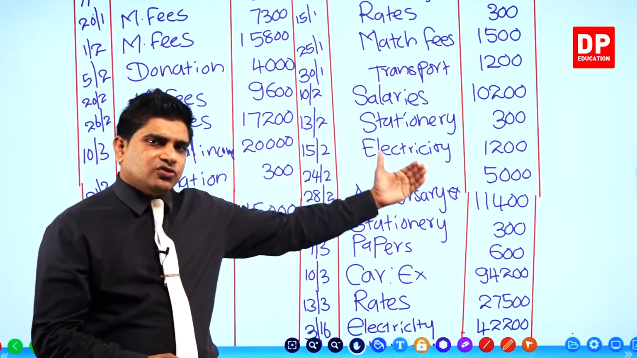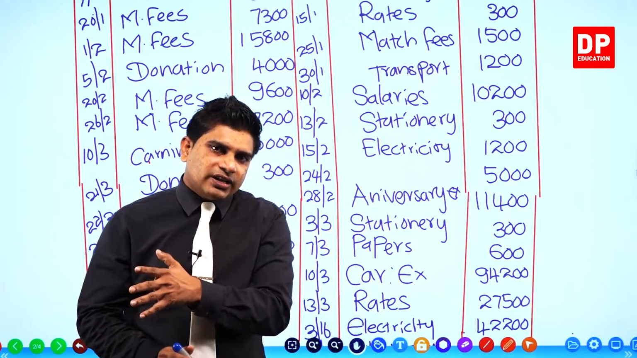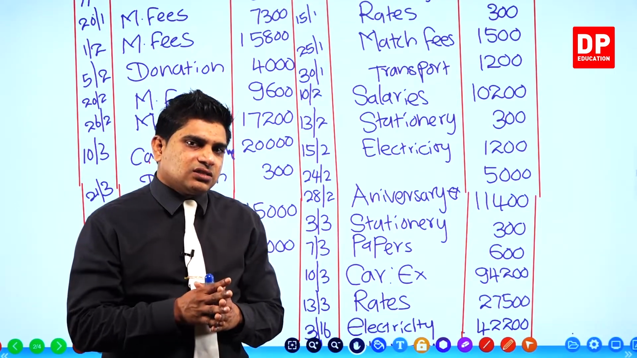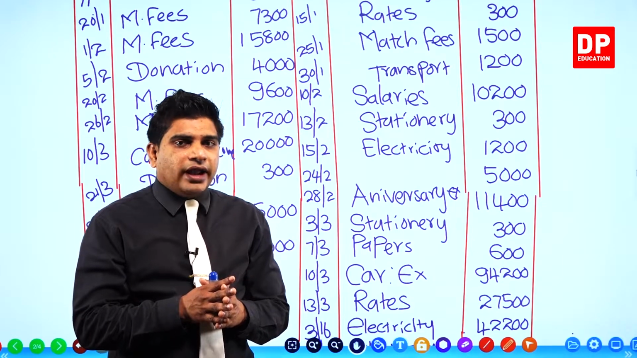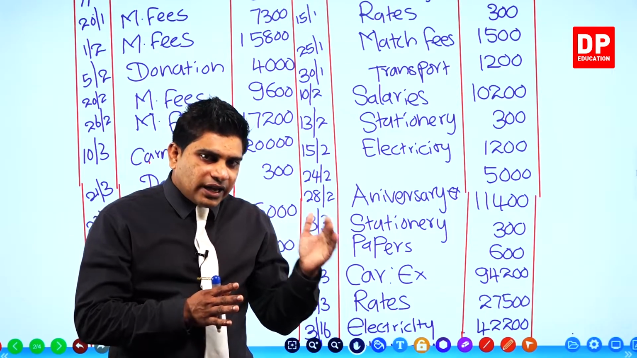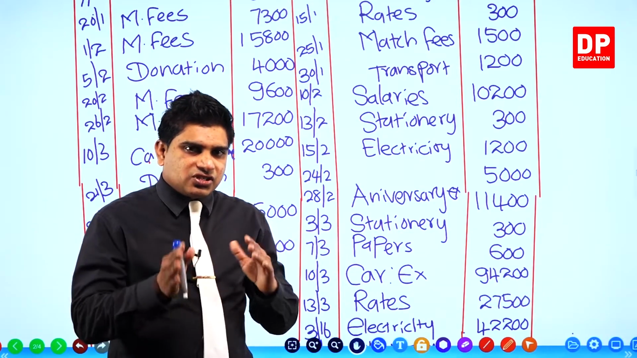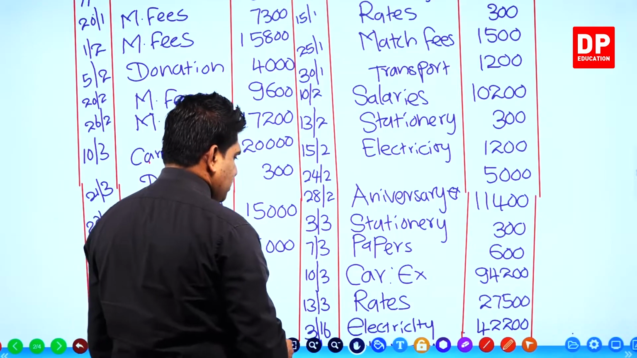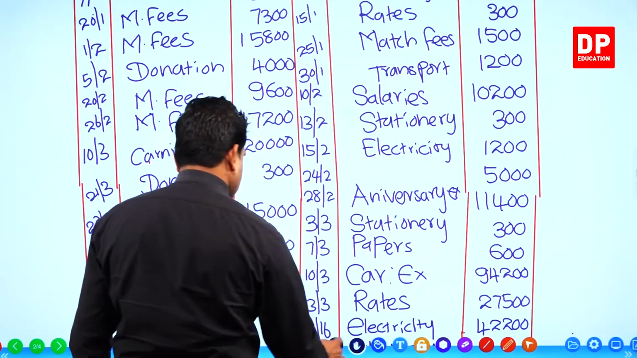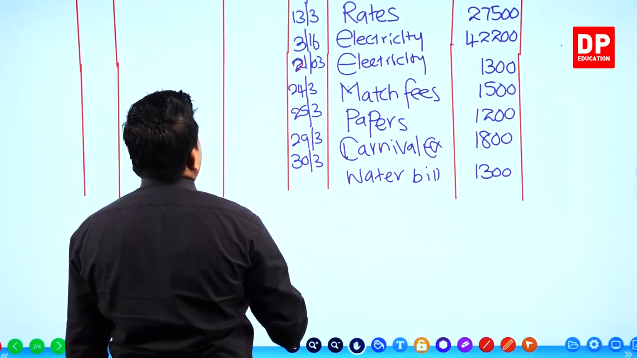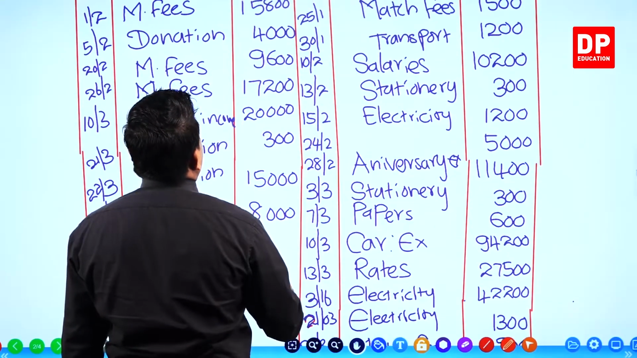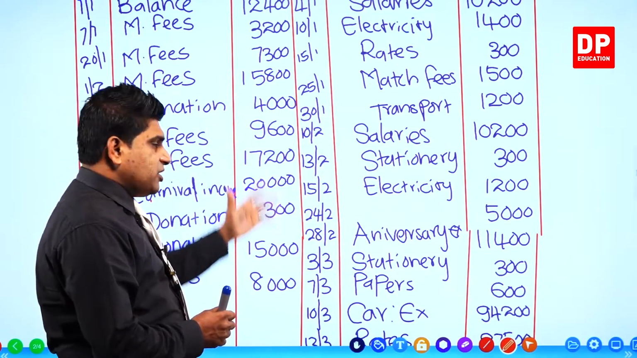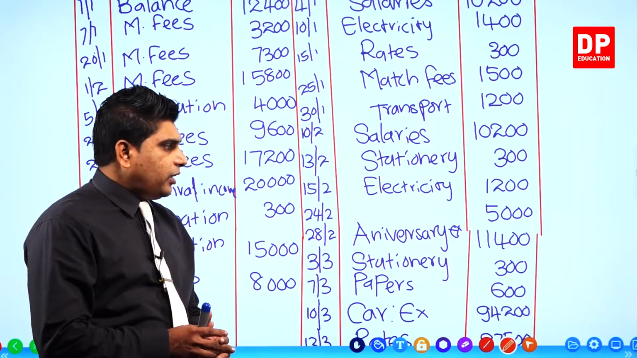All the cash payments we write in the credit side. All the cash receipts we write in the debit side. Finally, you want to get the total and balance this account, and finally you say balance carried down, balance brought forward, like the question that we have done previously, right? Now you get the total of the debit side and the total of the credit side.